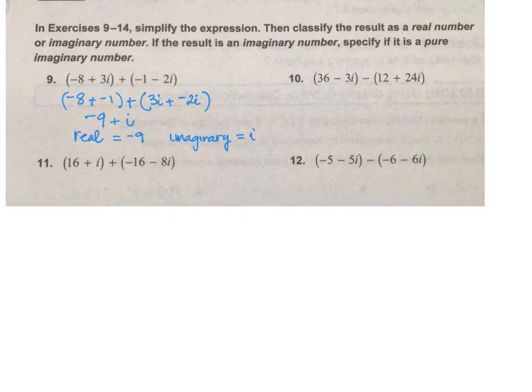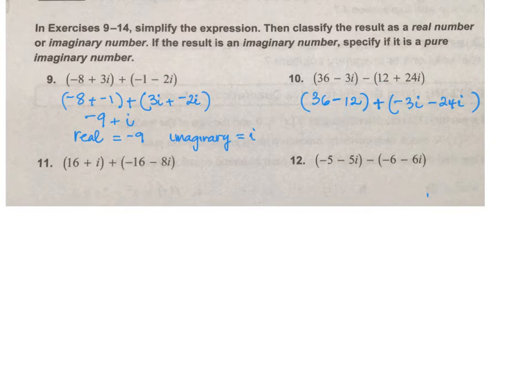In example number 10, we are going to subtract two complex numbers. Remember, a complex number has a real part and an imaginary part. Now we must group the real parts together. So I'm taking 36 subtract 12, that's the real parts, plus -3i subtract 24i. Again, 36 minus 12 is 24.